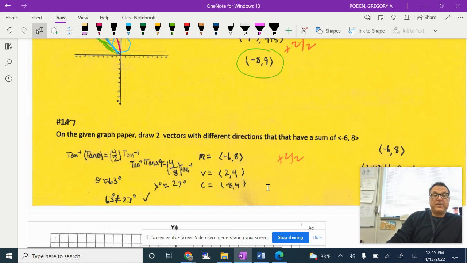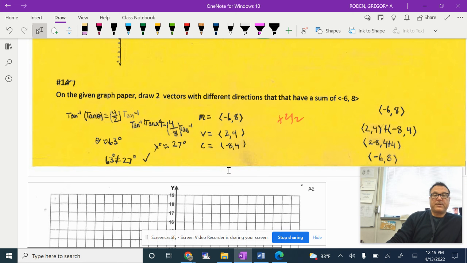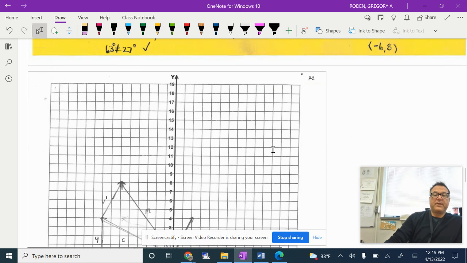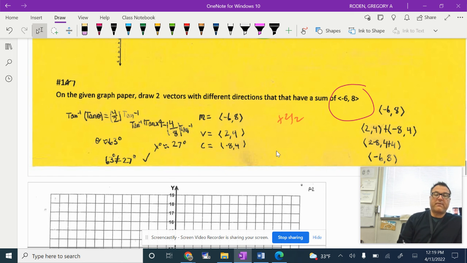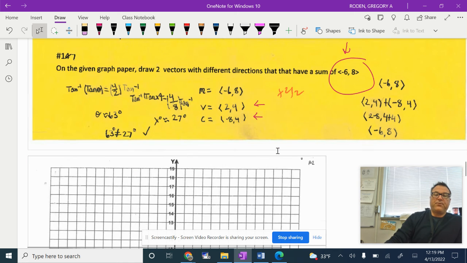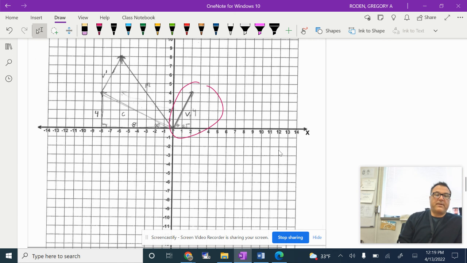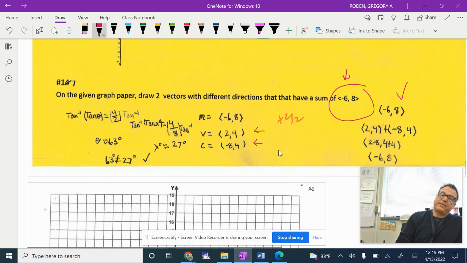And then the last one is basically graphing two vectors and getting a sum of -6, 8. All I looked for is that when you added your two vectors up and graphed them, they would add up to -6, 8. So this student chose V as 2, 4 and C as -8, 4. So 2, 4 is this vector right here, and -8, 4 is this vector right here. When you add them up, you get this resultant, because 2 plus -8 is -6, and 4 plus 4 is 8.